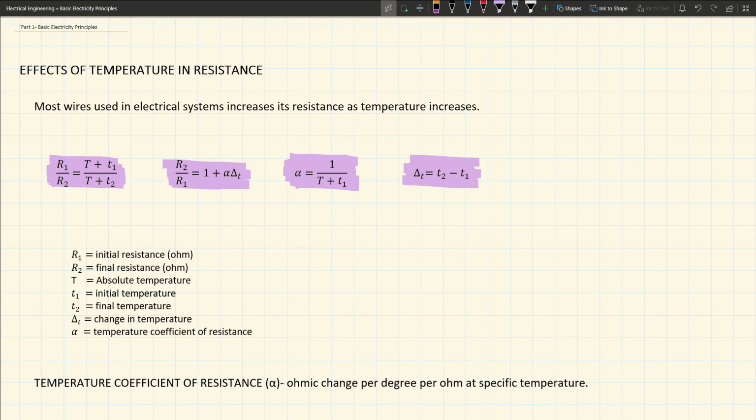Also, the temperature coefficient is equal to 1 over the absolute temperature plus the initial temperature. Also, the change in temperature is equal to the final temperature minus the initial temperature. Temperature coefficient of resistance, or alpha, is equal to the ohmic change per degree per ohm at a specific temperature.